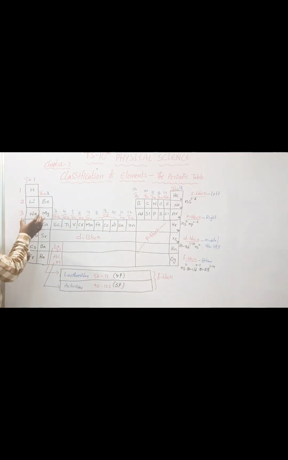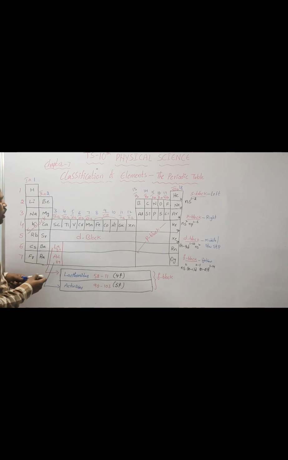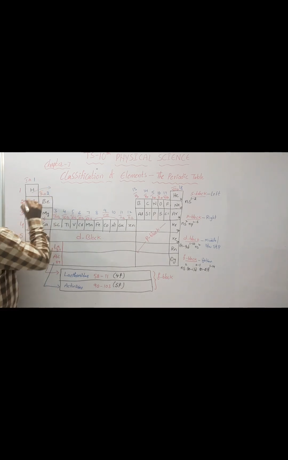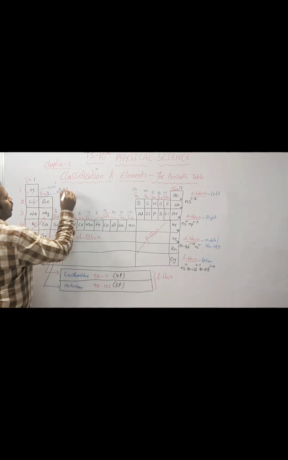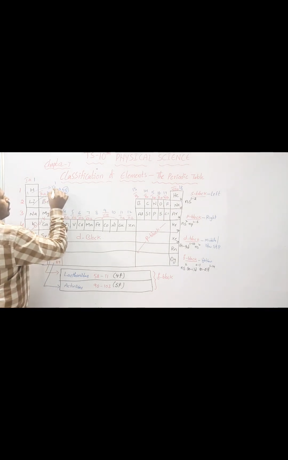Next, how many groups are present with respect to these blocks? The S block has 2 groups. Sir, how can you say it has only 2 groups? By checking its electronic configuration. Hydrogen's atomic number is 1 and its configuration is 1s1. Lithium has the configuration 1s2, 2s1. So it also has 1 electron in the valence shell. So these are all considered the 1A group.